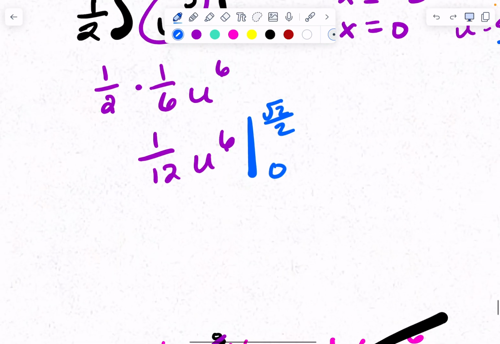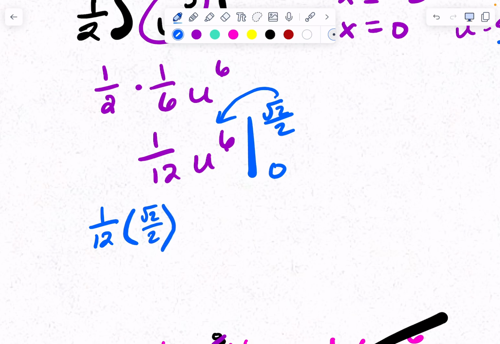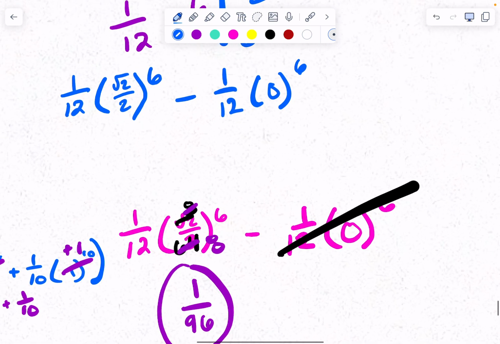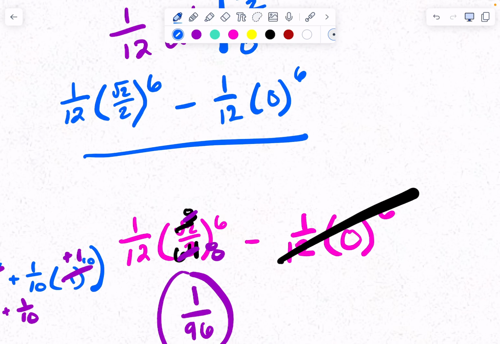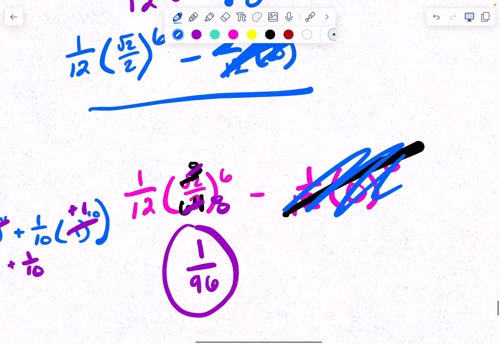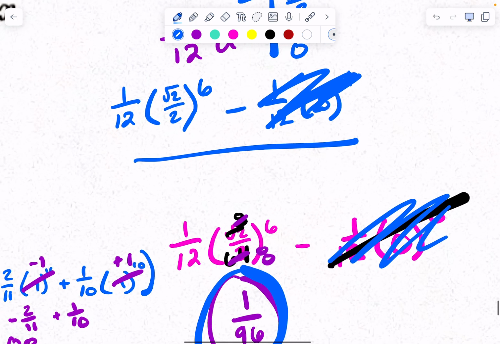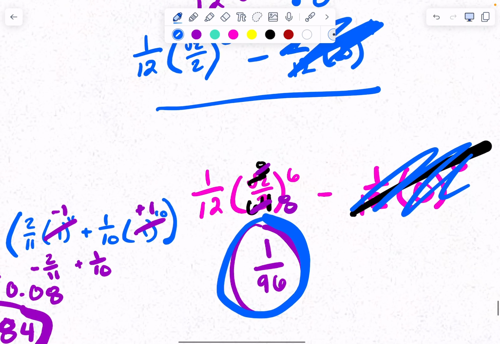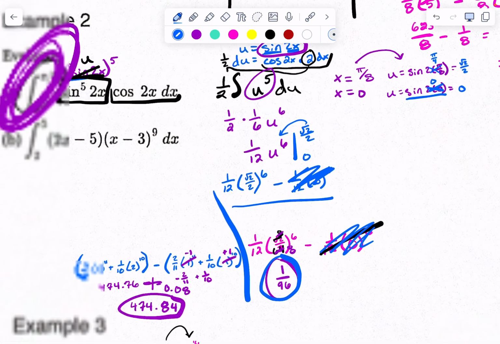We're going to plug in the square root of 2 over 2 first. So I have 1/12 times the square root of 2 over 2 to the sixth, minus 1/12 times 0 to the sixth. You can type that all into your calculator if you want to. 0 to the sixth makes that whole term 0, so that's really gone. Then we did some work over here, and we end up with 1/96 as our answer, or you might have it come out as a decimal in your calculator. So that was problem number 1.